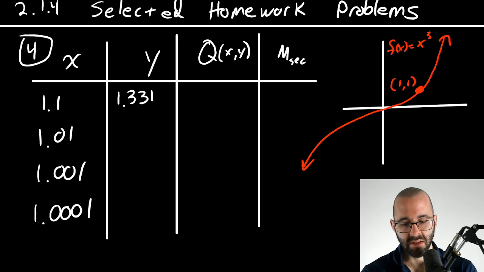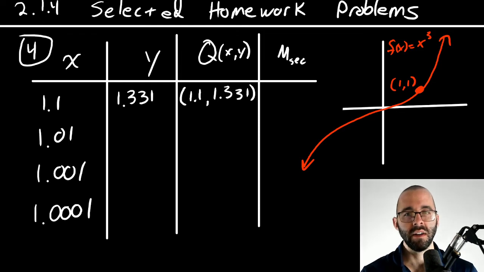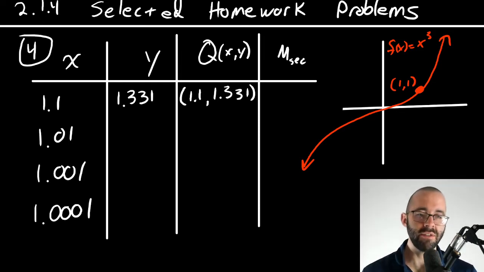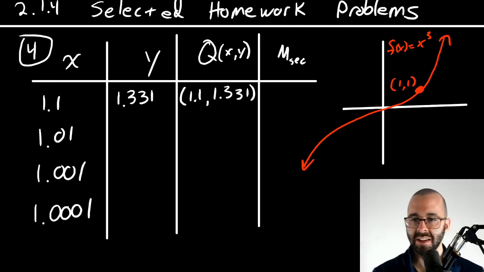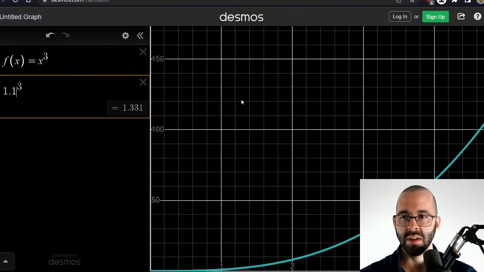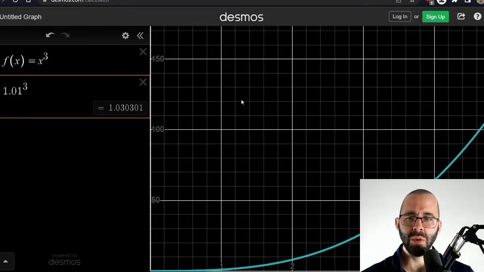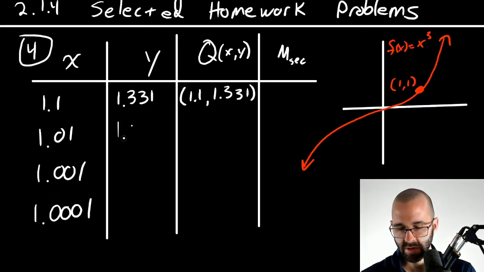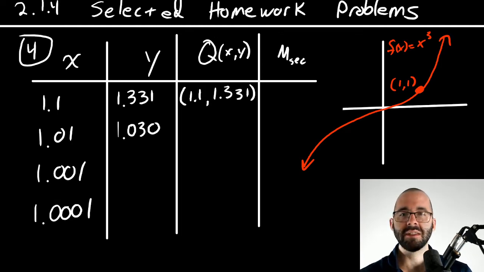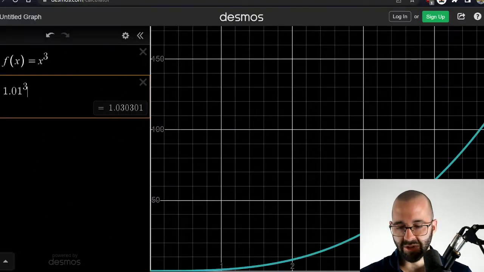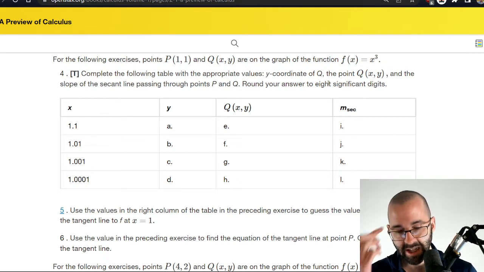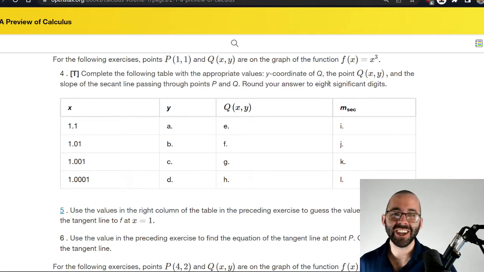What's the point? The point is just (x, y). What's the slope of the secant line? We're going to have to use a formula. Let's find all the y values first. Since we're here, 1.01, add a 0 here. We're going to get about 1.030. Wait, this tells us how many significant figures it wants us to use, doesn't it? It wants 8 significant figures.